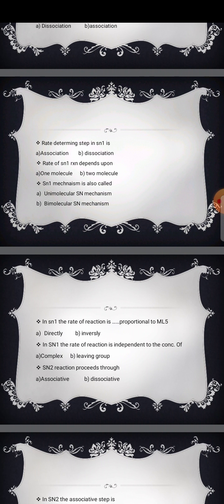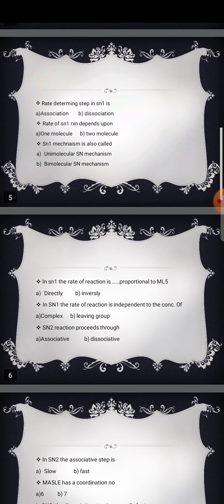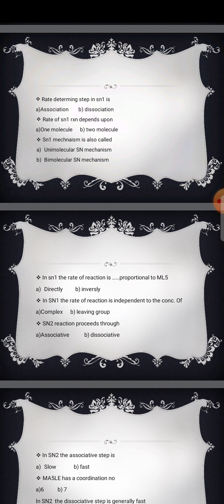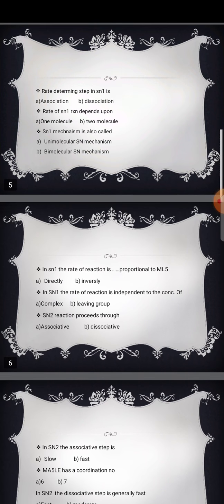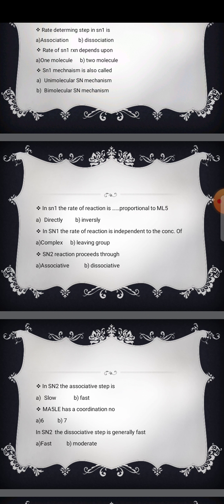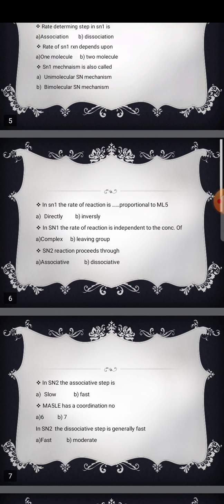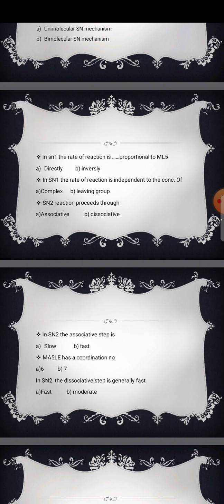In SN1, the rate of reaction is independent of the concentration of complex or leaving group? Answer will be B, leaving group. SN1 reaction proceeds through association step or dissociation step? So answer will be A. In SN2, the associative step is slow or fast? It will be fast. Answer will be B. Ma5LE has coordination number 6 or 7? Answer will be 7.